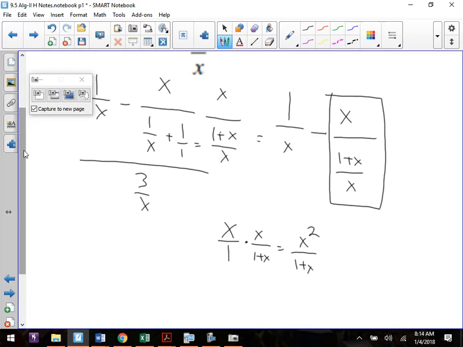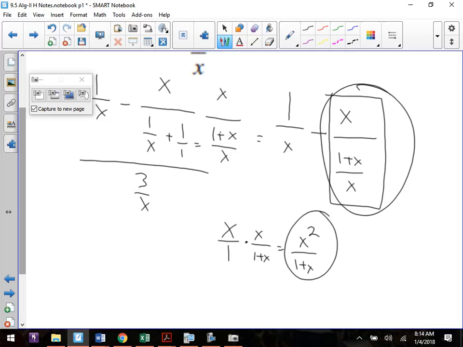So this portion here becomes this. Because it's just x, if you think about it, it's x divided by 1 plus x over x, so I just flipped it. Okay? I just flipped it, multiplied by the reciprocal.